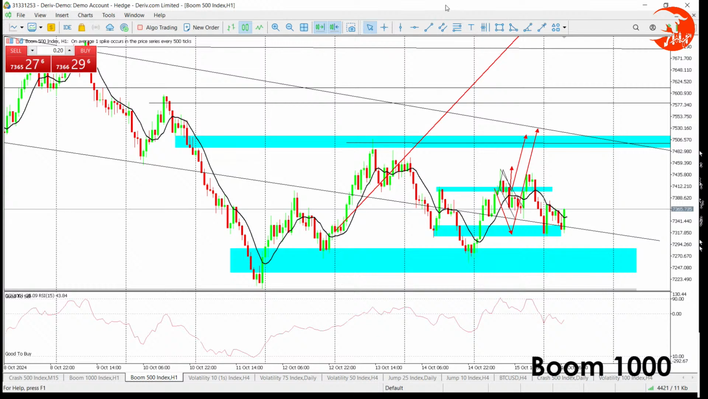All right, so now let's head over to Boom 500. I hope Boom 1000 was clear. No entry at all for now. We wait for a retest, but may not see it now because it hasn't reached overbought yet. So this is Boom 500.